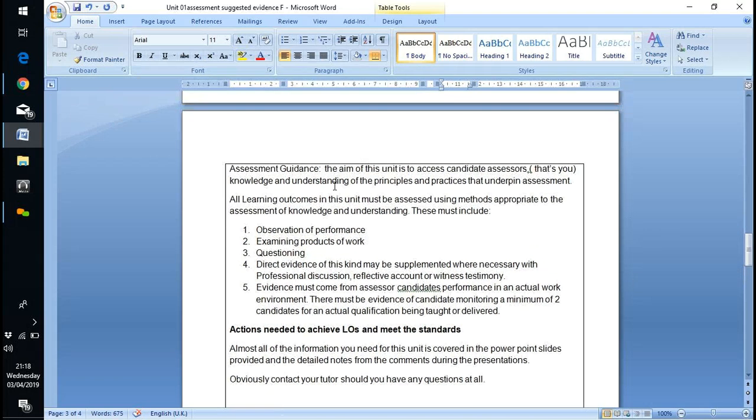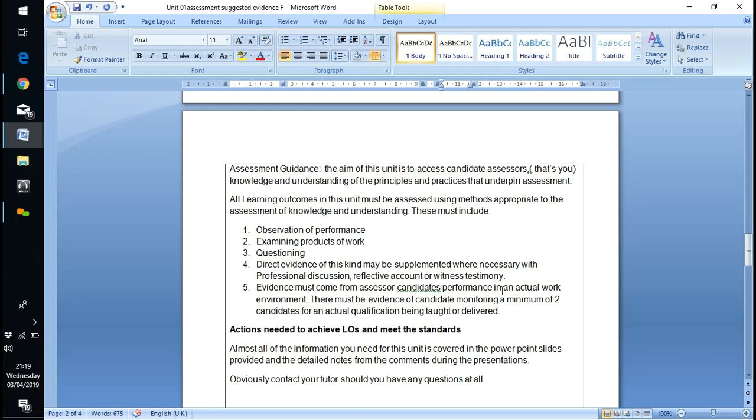Okay. We're going to put some assessment guidance on here, yeah? The same as this unit is to assess candidate assessors. That's you. Knowledge and understanding of the principles and practice that underpin assessment. The learning outcomes of this unit will be assessed using methods appropriate to the assessment of knowledge and understanding. These must include an observation of performance, an examination of work products, questioning. Direct evidence of this kind may be supplemented where necessary with professional discussion, reflective account or witness testimony, and the evidence must come from assessor candidates' performance in an actual work environment.